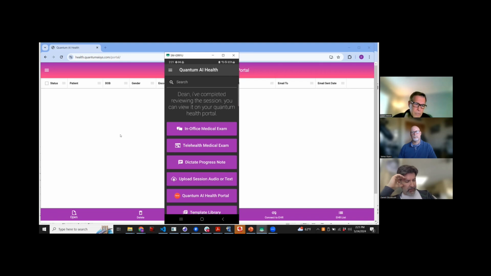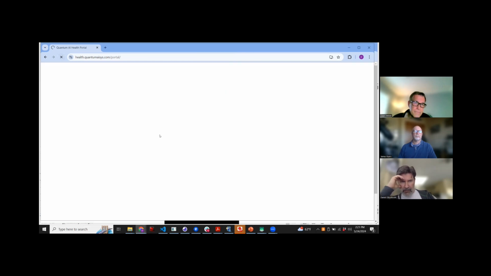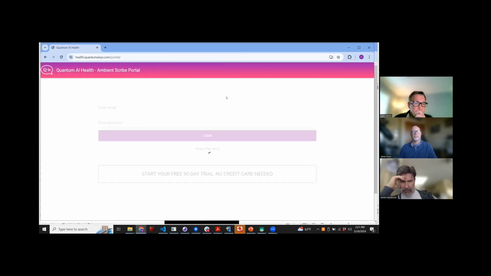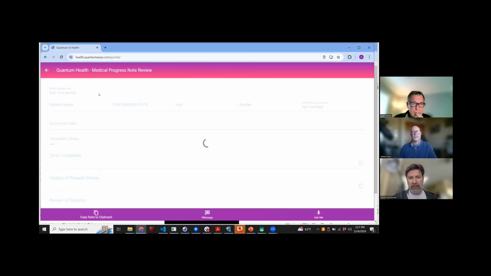Okay, so I could look at it on the phone, but I'm going to go to the browser here. So here's the encounter, chief complaint, back pain, assessment, mild paraspinal strain on the right side lower back. I open this one up, just double click into it.